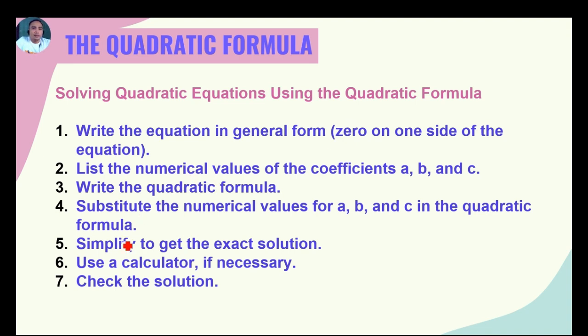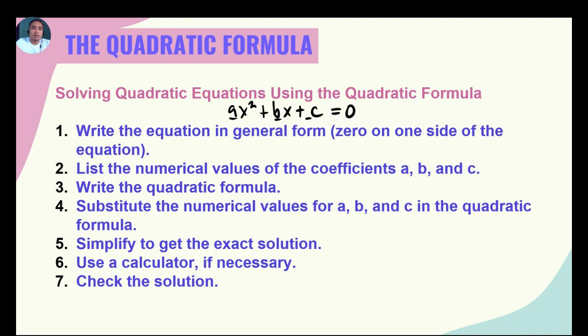First, write the equation in general form, which means 0 on one side of the equation. So the general form of the quadratic equation is ax squared plus bx plus c equals 0. Number 2, list the numerical values of the coefficients a, b, and c. So you're going to list down the numbers represented by a, b, and c.